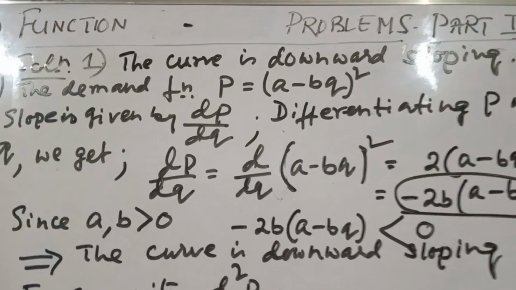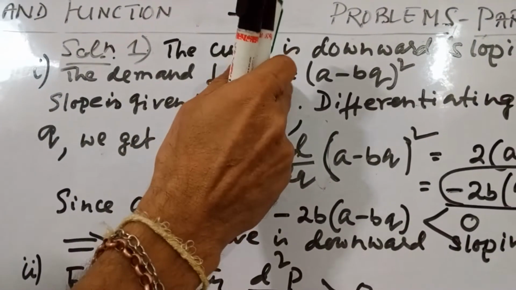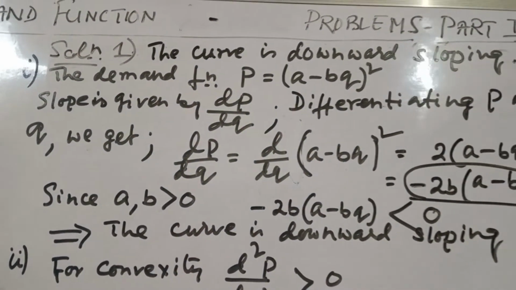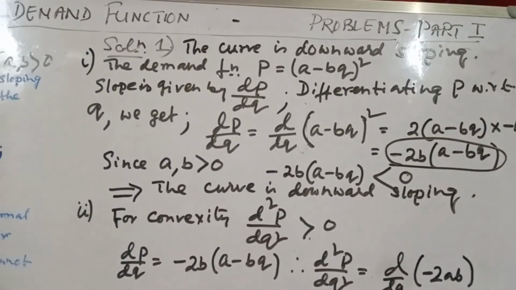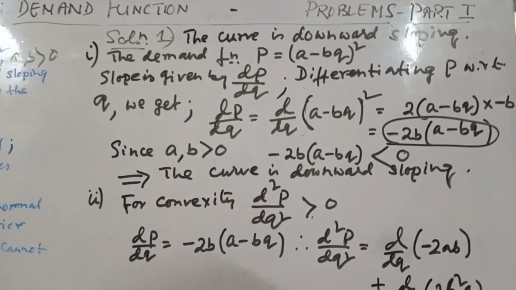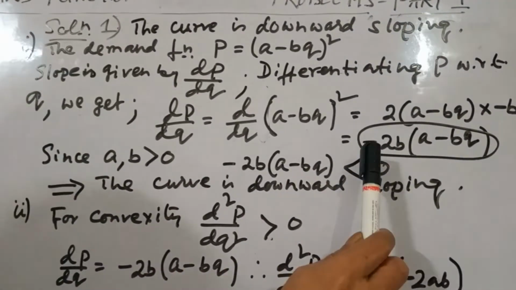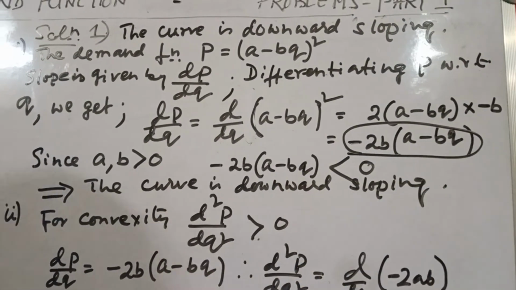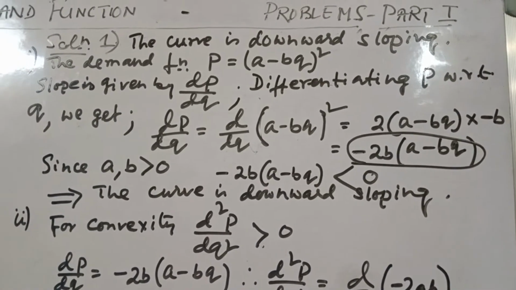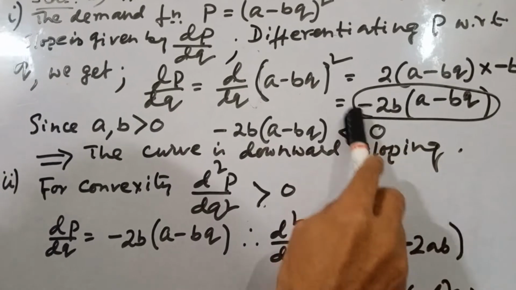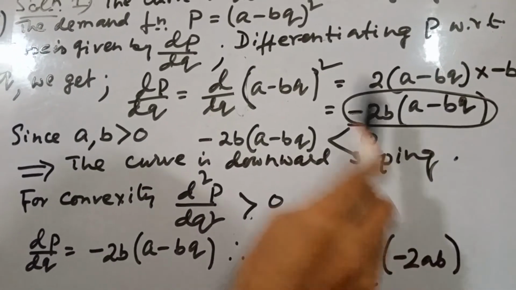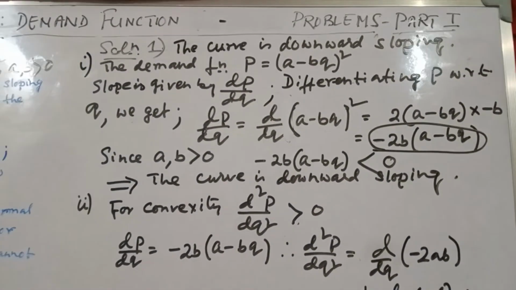In the first part, we have differentiated the inverse demand function. That is, we have found dp/dq, and dp/dq is the slope of the demand curve. The value of dp/dq is minus 2b into (a minus bq), and a and b being greater than 0, the value of this is less than 0. So the curve is downward sloping.